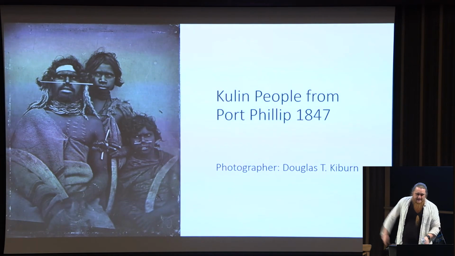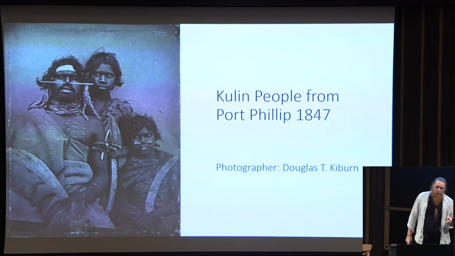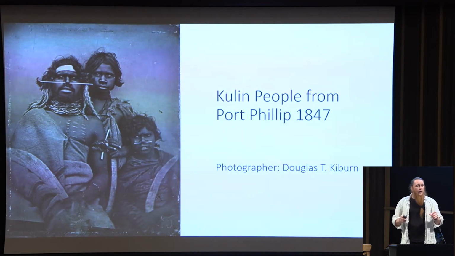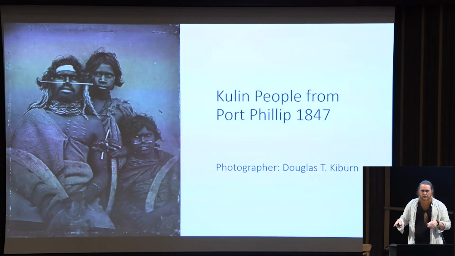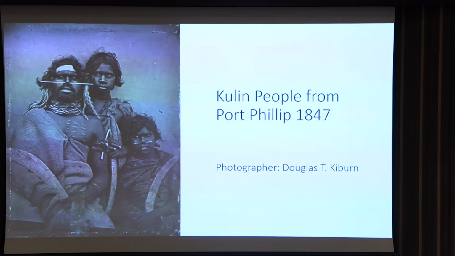This is a photo of some Kulin people from Port Phillip Bay. Bunwurrung people probably. We don't know their names. They weren't recorded. This is often the case at this time. And one interesting thing about this photo is this is the oldest photo of any Aboriginal people in Australia, 1847.